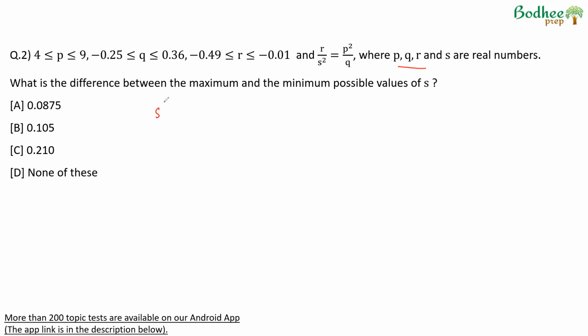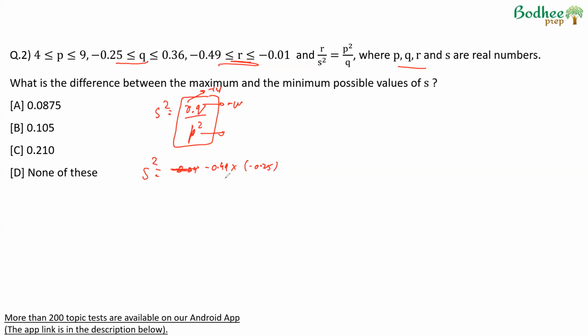Now from here we can say S square is equal to R into Q upon P square. S square always has to be positive. P we know is a positive value. Q can be negative, and therefore R also has to be a negative value. Only then will S be real. Also, if we want to maximize S, we can take the maximum negative values of both R and Q. So R becomes minus 0.49, and Q we'll take as negative as well, so that the product becomes positive. R becomes minus 0.49 into Q becomes minus 0.25.